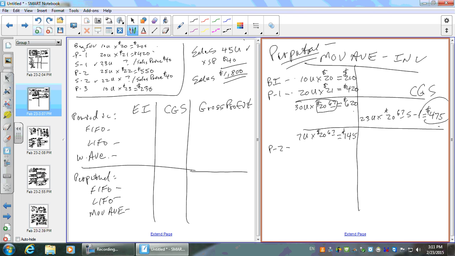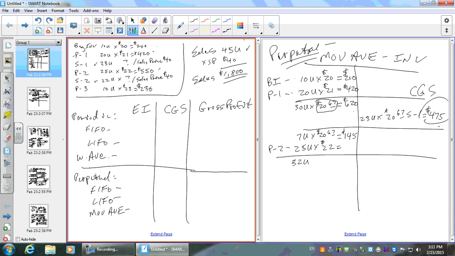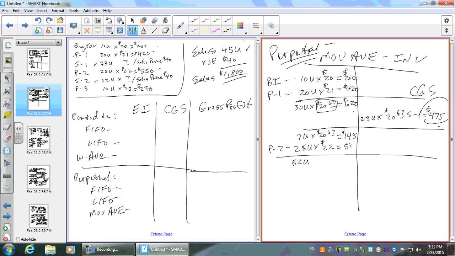Okay, then what? What's purchase 2? 25 units? Now I think I have 32, don't you guys? Absolutely. Okay, how much do they cost? $22 each. What's $22 times 25? Used to be 550, I bet it still is. Okay, what's 145 plus 550? 695. I have $695 worth of inventory, cost of inventory, and it's 32 units.